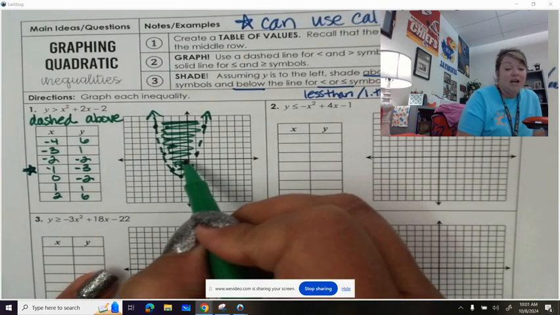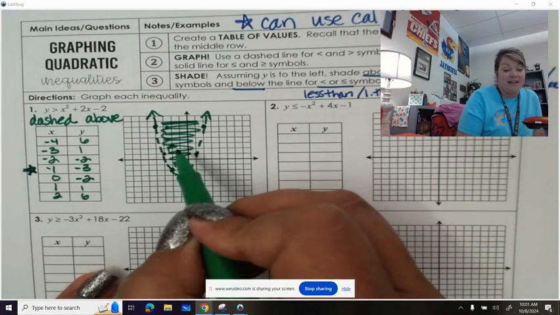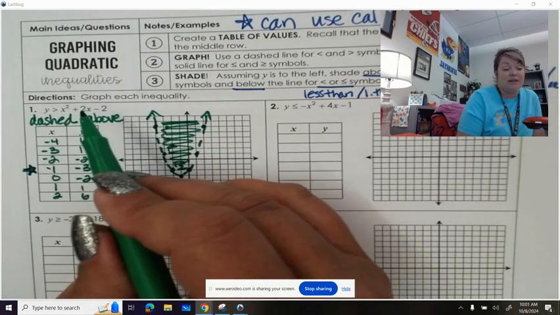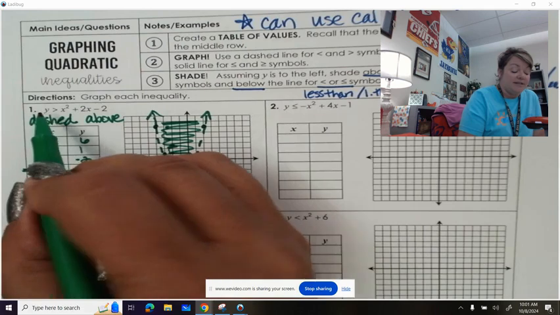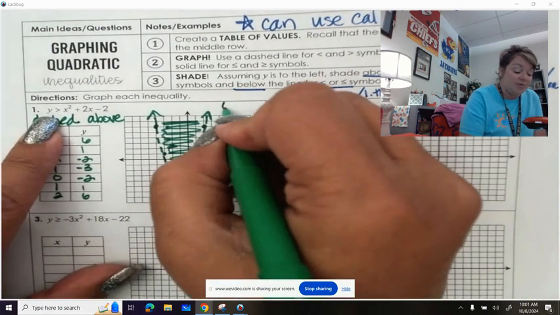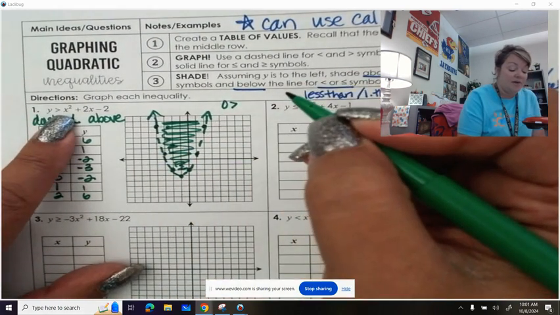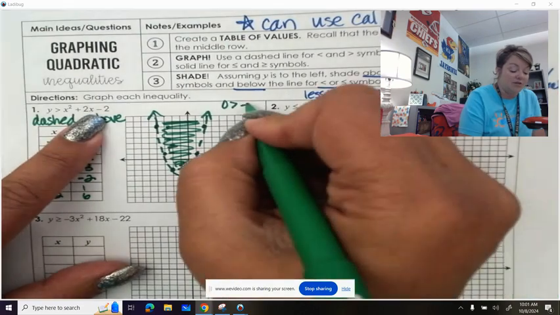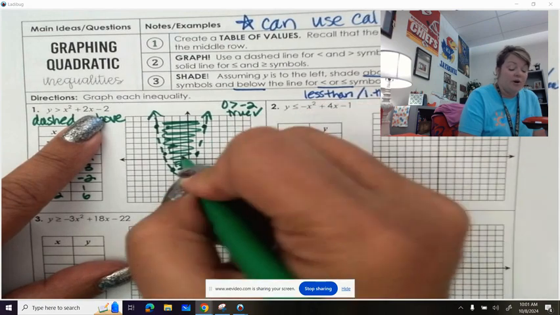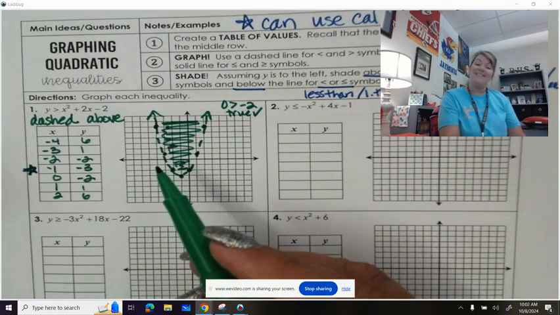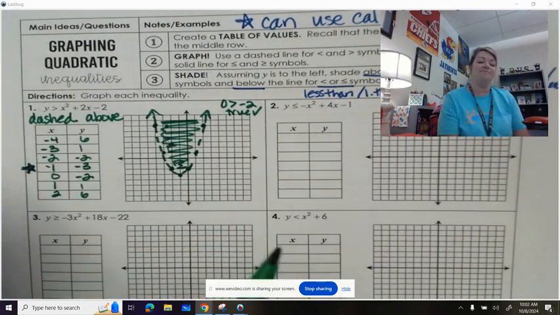0, 0 would be inside where my shading is, which means I should get a true statement if I plug 0, 0 in here. So if I plug in 0, 0, I'm going to get 0 is greater than 0 plus 0 minus 2. 0 is greater than negative 2. That's true. Therefore, I need to shade where 0, 0 is, and I did that, so that's what I get.